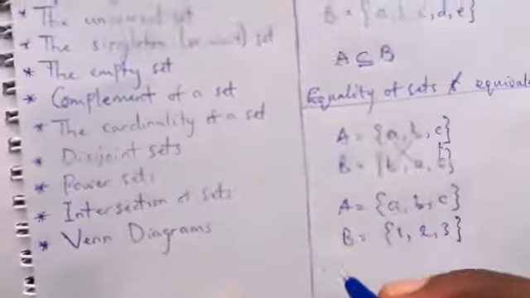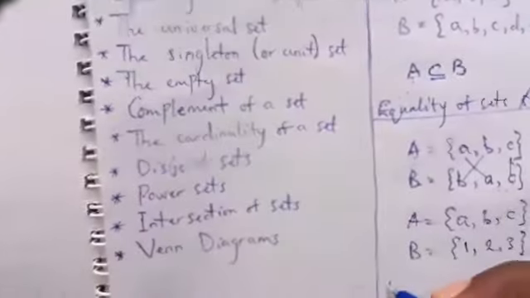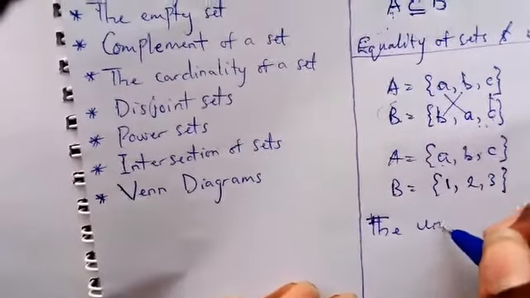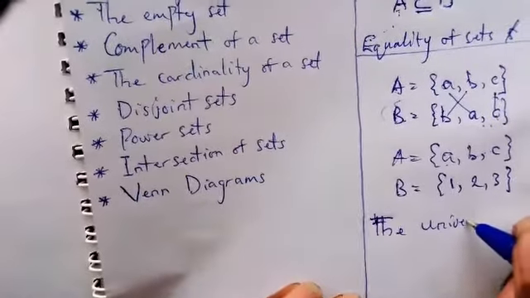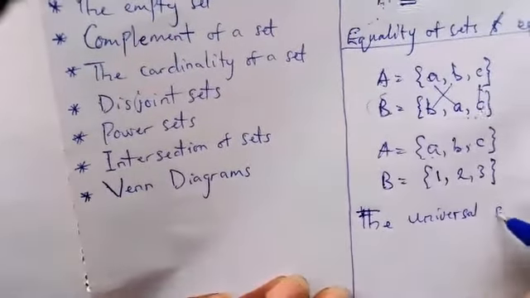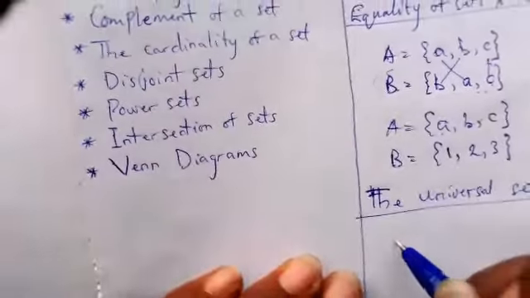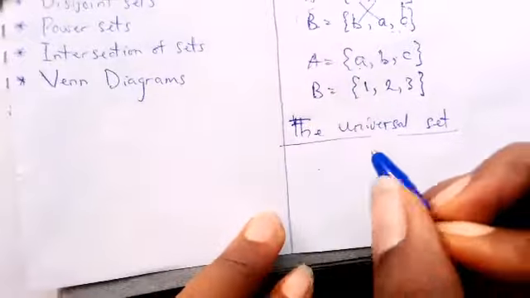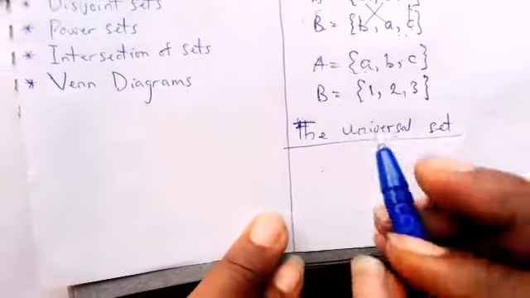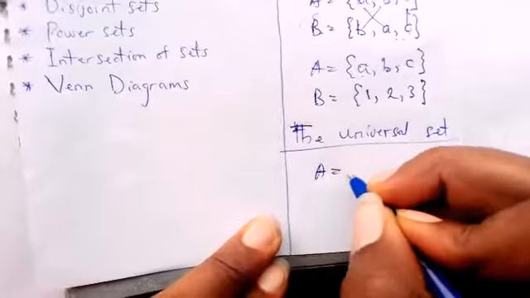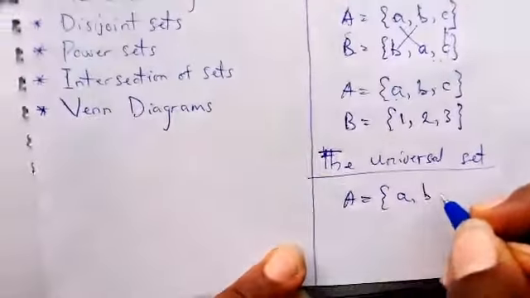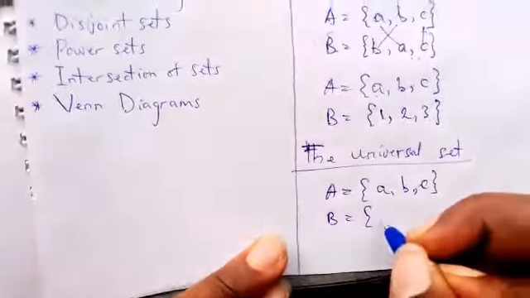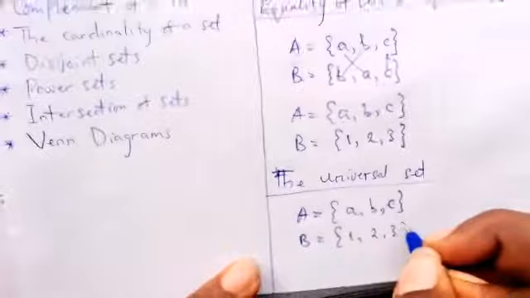Now another one here, we have the universal sets. This is a set that contains all the elements in consideration. Like here, using this example, a, b, c, then for B, we have 1, 2, 3.